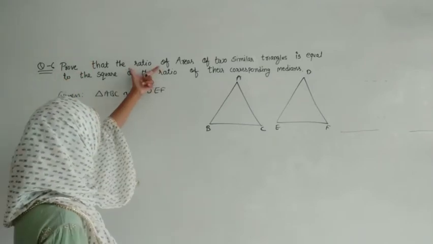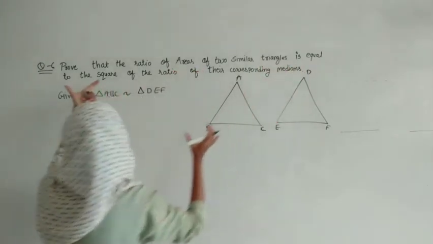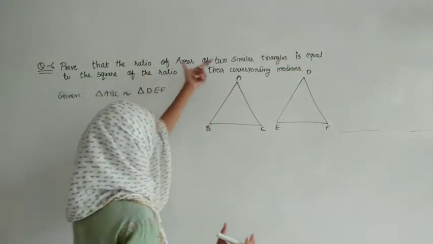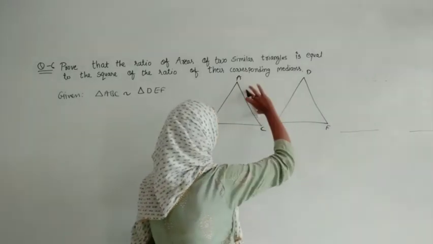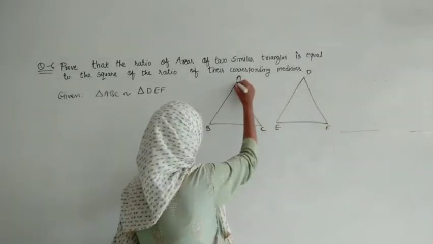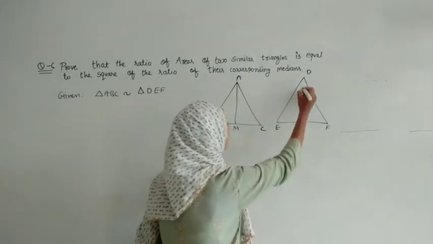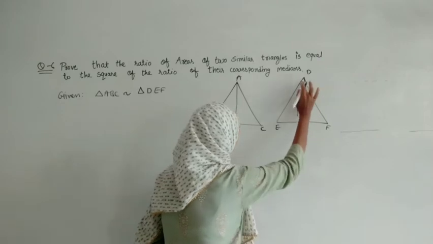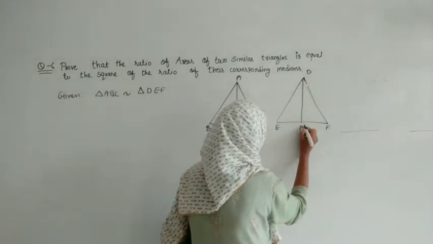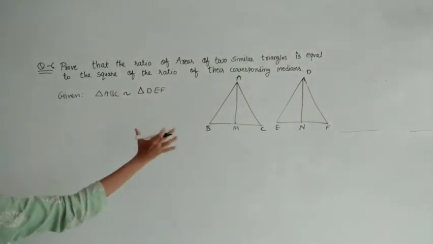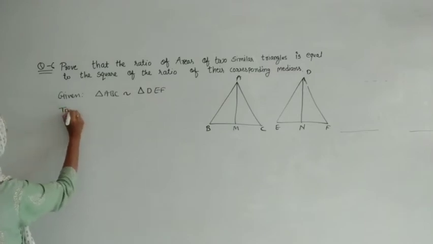Prove that the ratio of the areas of the two similar triangles is equal to the square of the ratio of their corresponding medians. They did not say to prove this for sides, but they told us to take one median over here. So let us take one median AM over here and another median DN. Whatever we construct we will write in construction, but first we will write to prove.